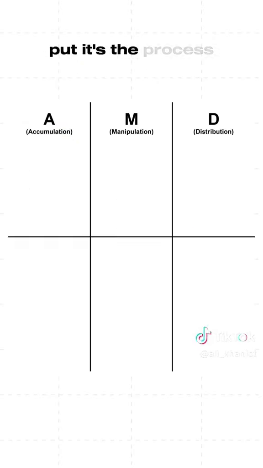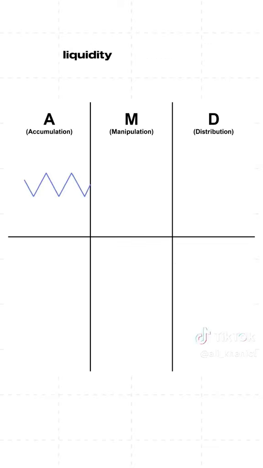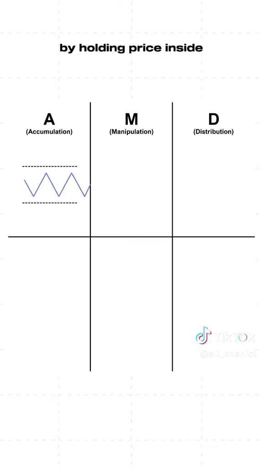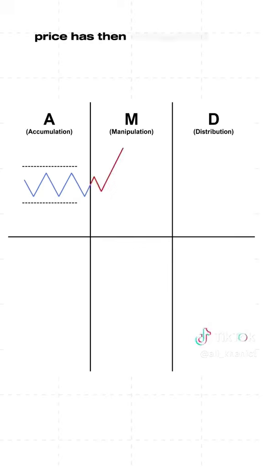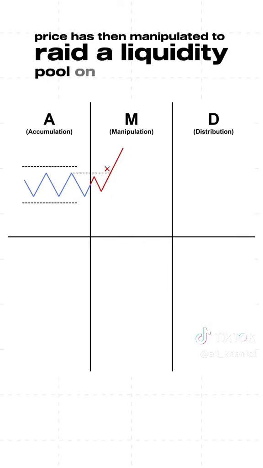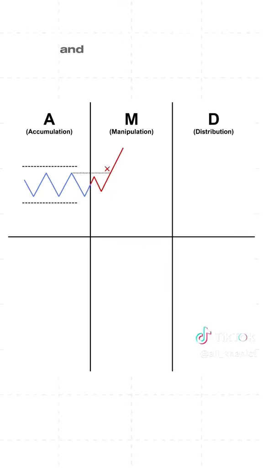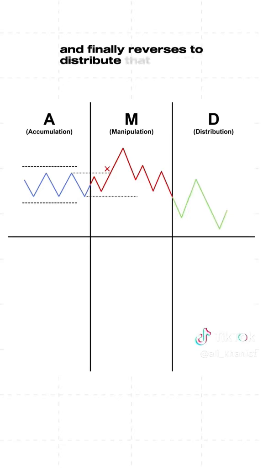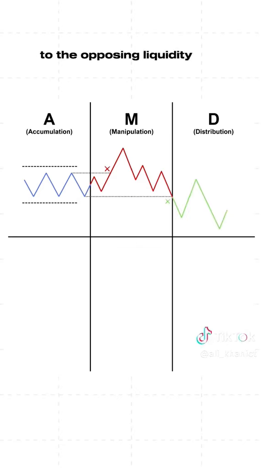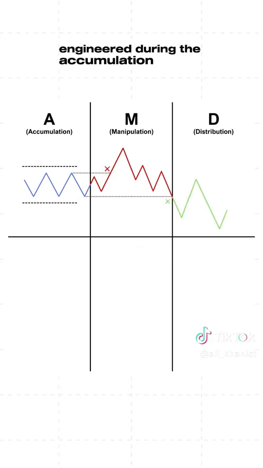Simply put, it's the process where price accumulates liquidity in the market by holding price inside of a consolidation. Price is then manipulated to raid a liquidity pool on one side of the consolidation and finally reverses to distribute that liquidity to the opposing liquidity pool engineered during the accumulation phase.